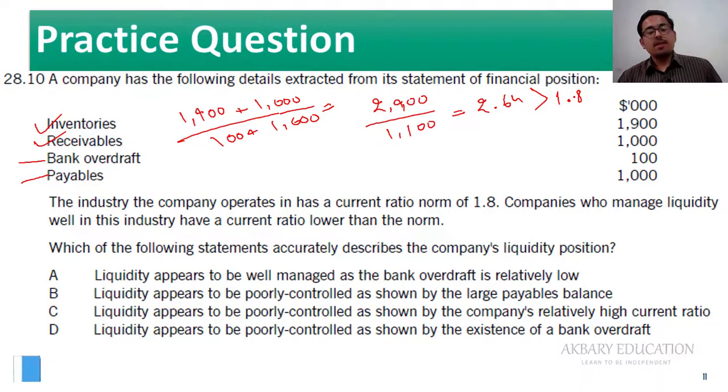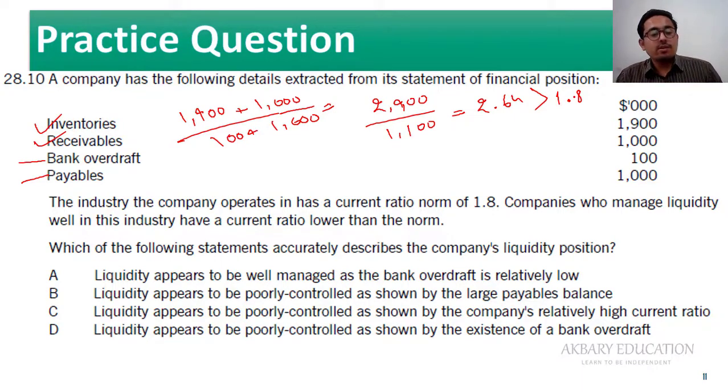Option A said liquidity appears to be well managed as the bank overdraft is relatively low. It's not well managed, they are in a poor position. So option A is not correct. Option B, liquidity appears to be poorly controlled as shown by the large payables balance. The company's payables balance is not too much. It's 1 million. In comparison to other figures, it seems okay.